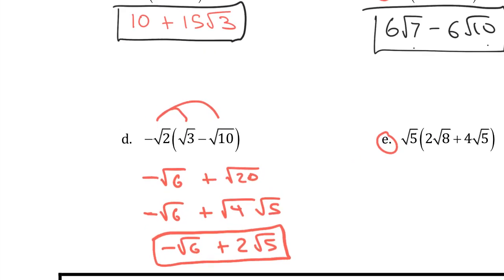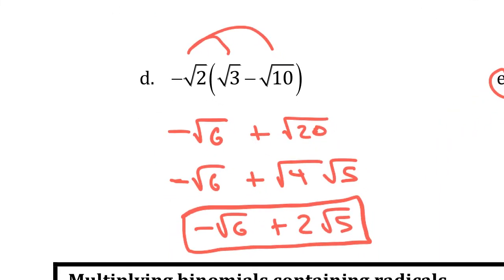D, E, and F, we get a little more challenging. So let's just talk through D. I've already got it written down, so you can copy it down as we go here. I'm distributing negative root 2. So I've got to watch out for my negative sign. Negative times positive will give me negative.